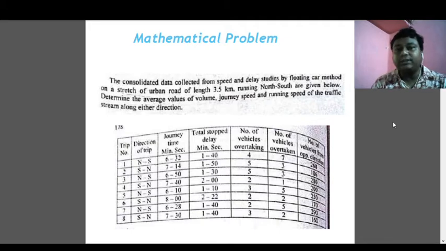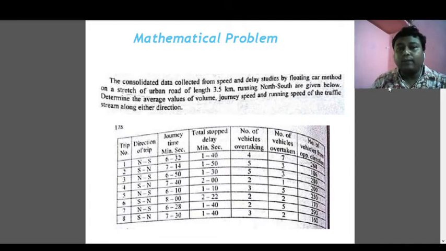The average journey time in minutes and seconds is given in column number 3. The total stop delay is given in column number 4. Stop delay means the total delay time in minutes and seconds. Then there are the total number of vehicles overtaking, the total number of vehicles overtaken, and the total number of vehicles coming from the opposite direction. So all the data required to solve for journey speed, running speed and volume is given in this problem.